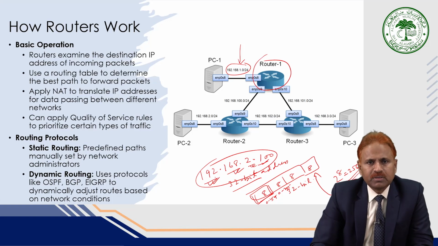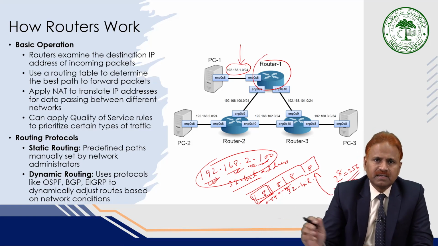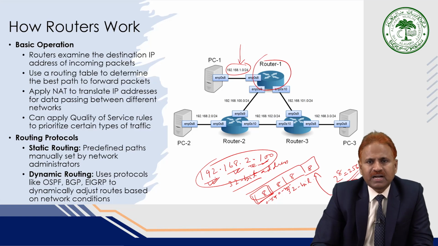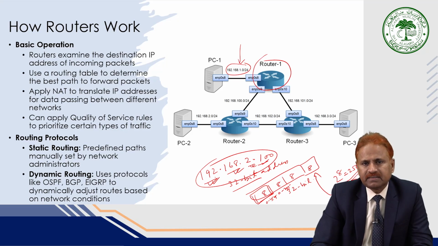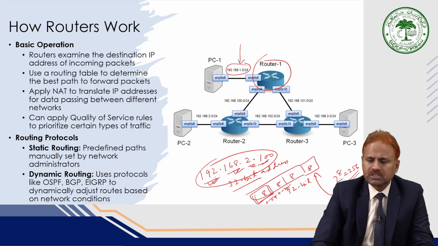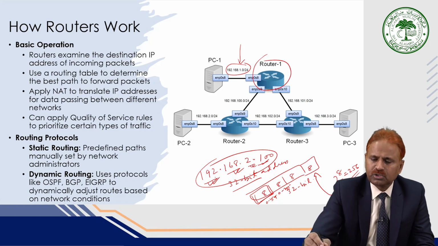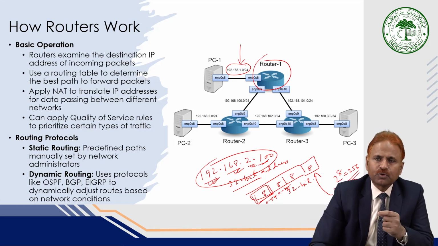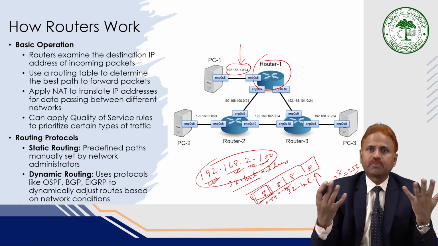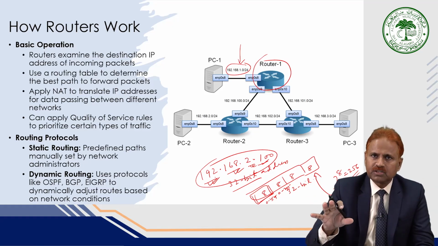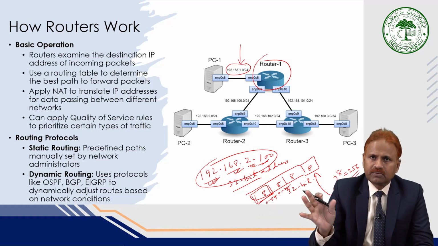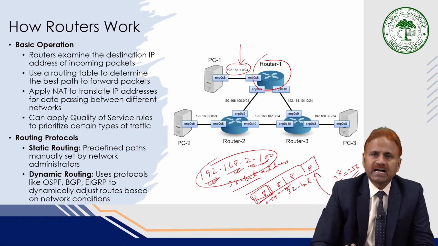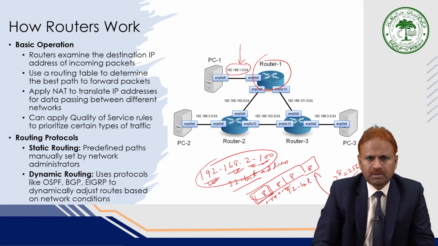So it uses a routing table to determine the best path to forward the packet. It applies NAT to translate IP addresses for data passing between different networks, and can apply quality of service rules to prioritize certain types of traffic. So say for example, a lot of packets are received, 1, 2, 3, 4 packets are received simultaneously. But out of these 4 packets, it may happen that one packet is having the highest priority. Then the rest of the packets will be stopped over here, and it will forward the packet which is having the highest priority. That is known as priority queuing or priority transmission.